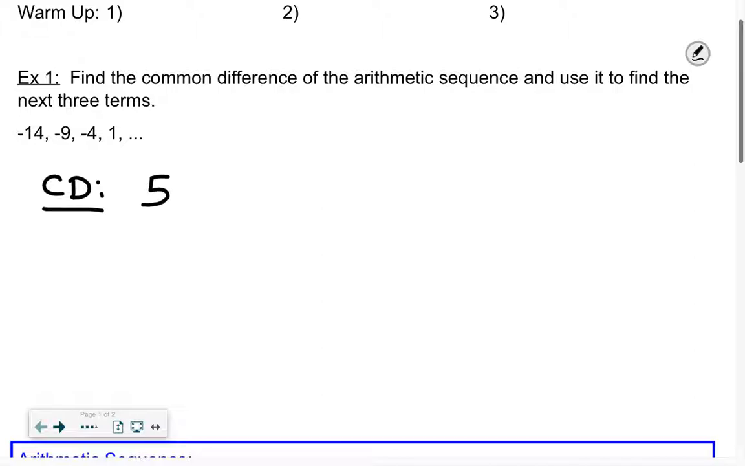It's always addition when you work with an arithmetic sequence. So +5. It could also be -5. If we were decreasing each time, we would just say -5. Therefore, the next three terms would be what? Go ahead. 11. 16.